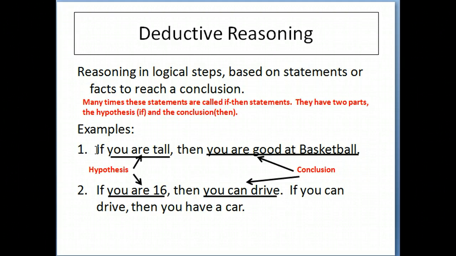For example, this first one, if you are tall, then you are a good basketball player. This is something someone has come up with, and their law is that if you're tall, then you're going to be a good basketball player. The hypothesis is the if, the conclusion is the then. If you're 16, then you can drive, and if you can drive, then you have a car. So again, this is another law or rule that someone came up with.